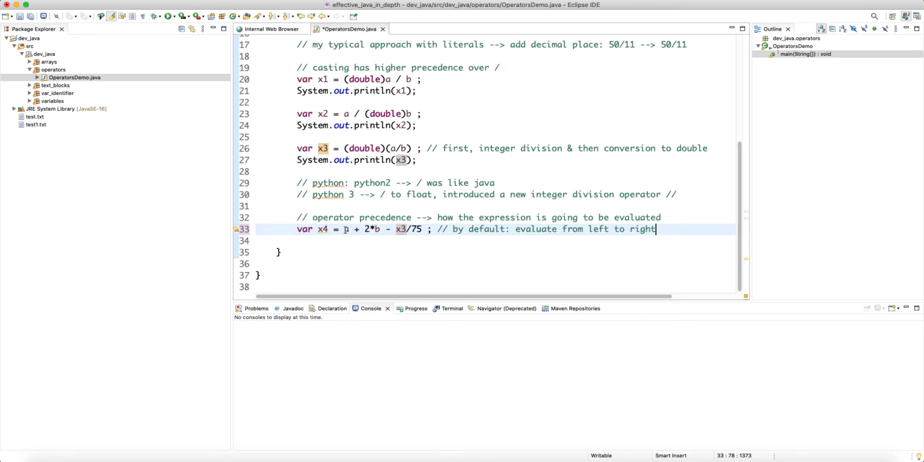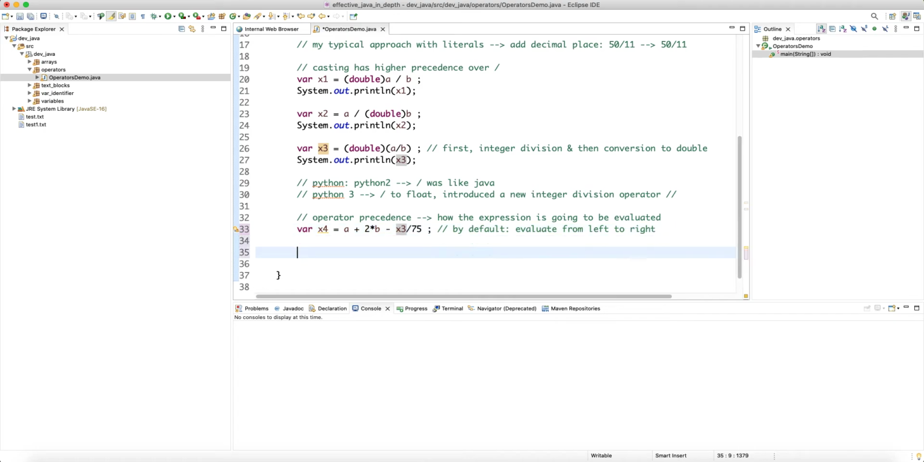And then the compiler tries to evaluate from left to right by first figuring out which operations have the highest precedence. We know that multiplication and division have higher precedence over addition and subtraction. So the compiler evaluates these first, right? These two terms first. And then after that, plus and minus have the same precedence, so the compiler starts evaluating from left to right.